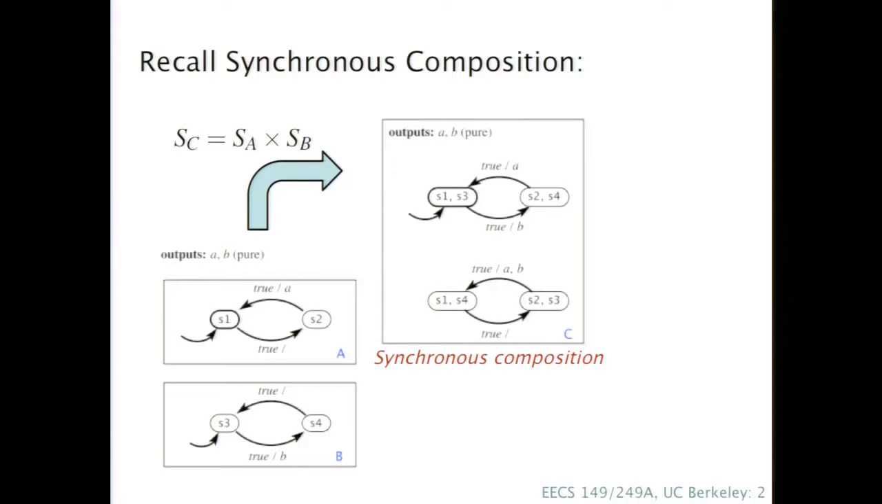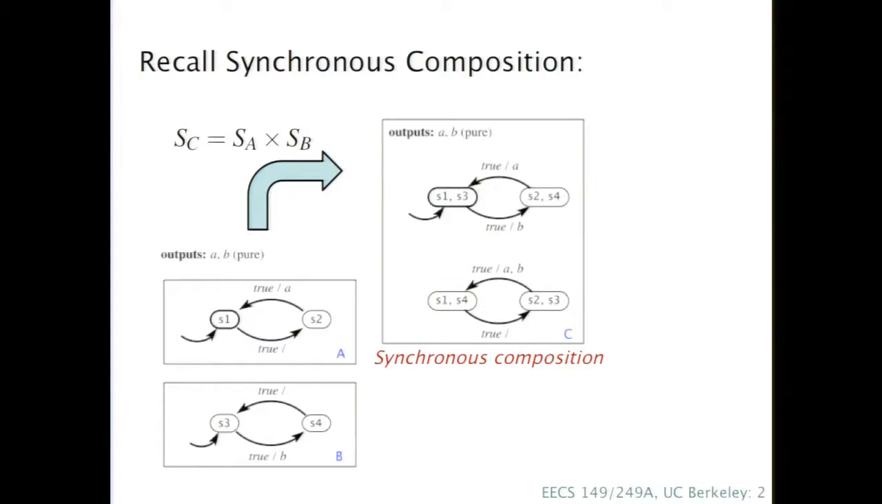What I do have described here is a 4-state state machine. It just happens that 2 of the states are not reachable. But this state machine is equivalent in a very strong sense to a 2-state state machine that doesn't include these states. That notion of equivalence we can formalize as well, and we will. It's very useful to formalize because you can determine, if you simplify a system, have you changed its behavior? That's an important question to ask. All right, so that's synchronous composition.